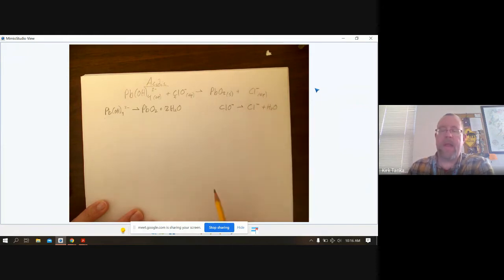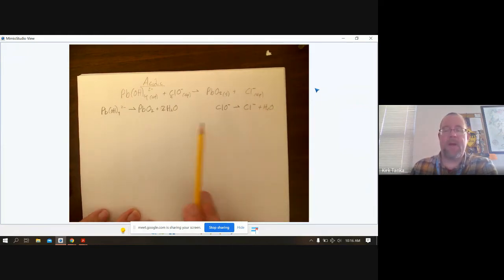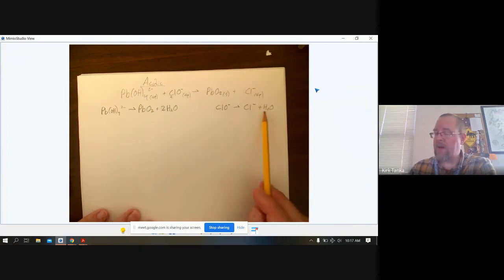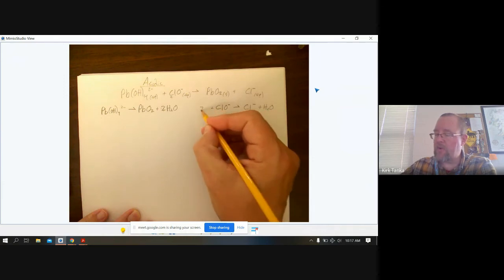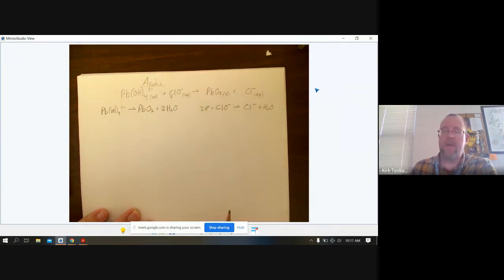Now, this is giving me a little bit of worry because I've added the waters to both sides. Let's see how it plays out. We just have to make sure that the electrons end up on opposite sides. After you balance your oxygens, you balance your hydrogens. Here I have 2 hydrogens, so I need to add 2 hydrogen ions. And over here, I have 4 hydrogens there. It's already balanced.